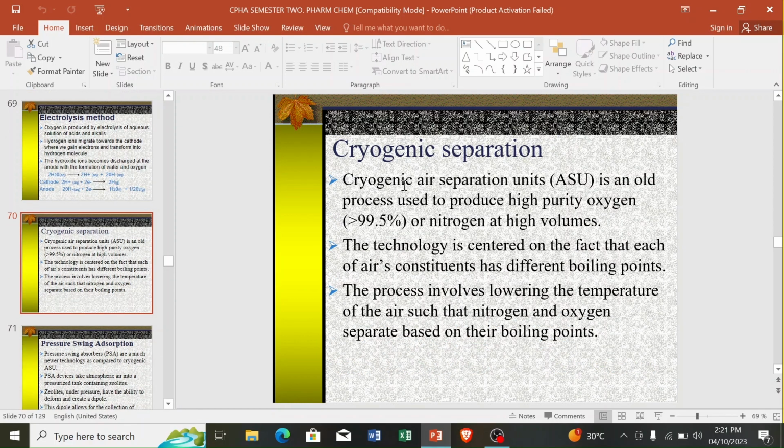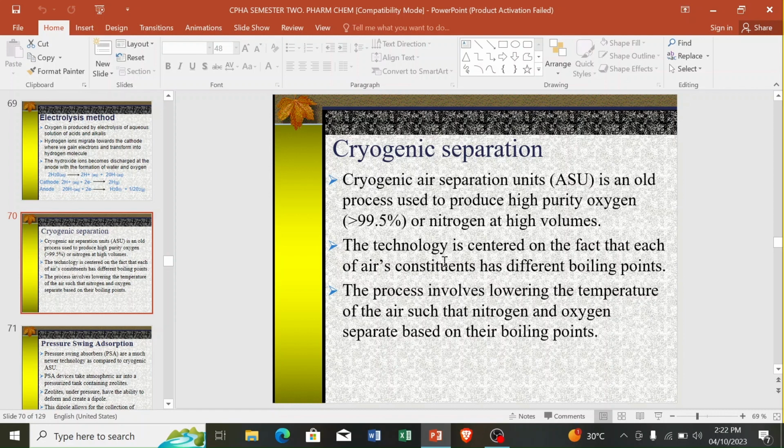The second method of preparation is cryogenic separation. The cryogenic air separation unit is an old process used to produce high purity oxygen, and the percentage of purity is 99.5%. The 0.5% can be the impurities that can come along with the gas or air. With this specific method, we can either prepare oxygen, or we can also prepare nitrogen using the same method.